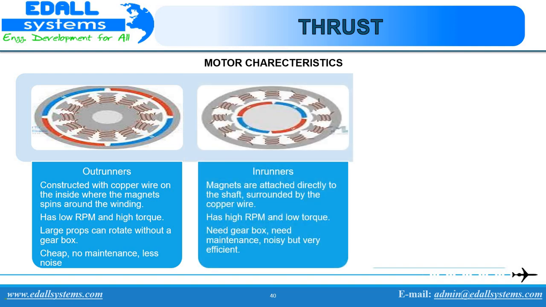Inrunner. With conventional motors, the magnets are attached to the shaft that rotates on the inside of the stator coil. The term inrunner refers to an electric motor where the rotor is inside the stator. The term is used in particular for brushless motors to differentiate them from outrunners that have their rotor outside the stator.